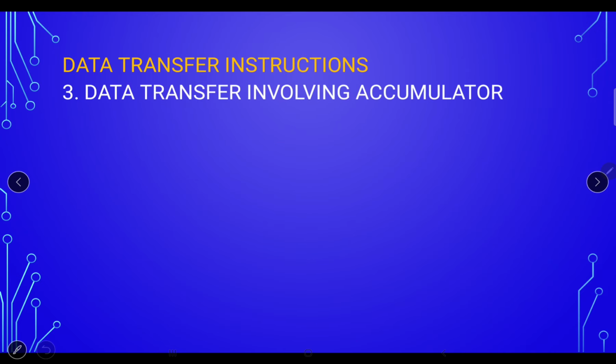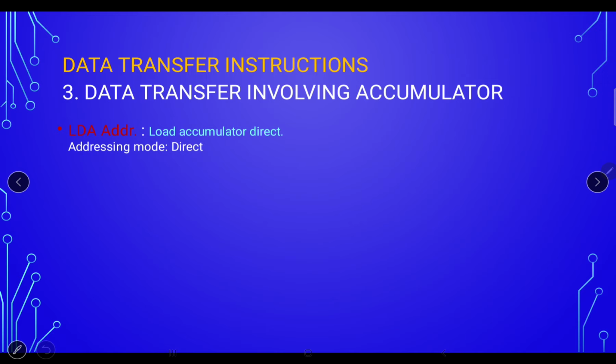Now, we will discuss the third category under data transfer instruction, that is data transfer involving accumulator. So, there are 4 instructions under this, namely LDAX, STAX, LDA and STA. So, let us discuss those instructions one by one.